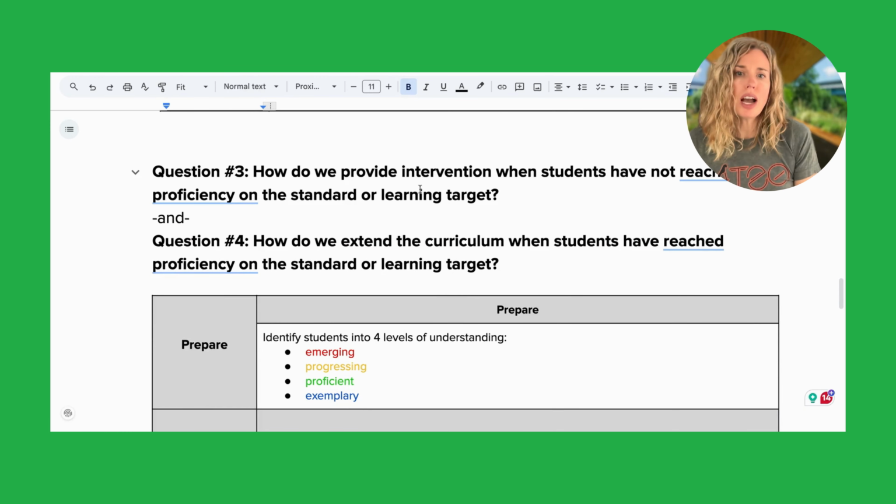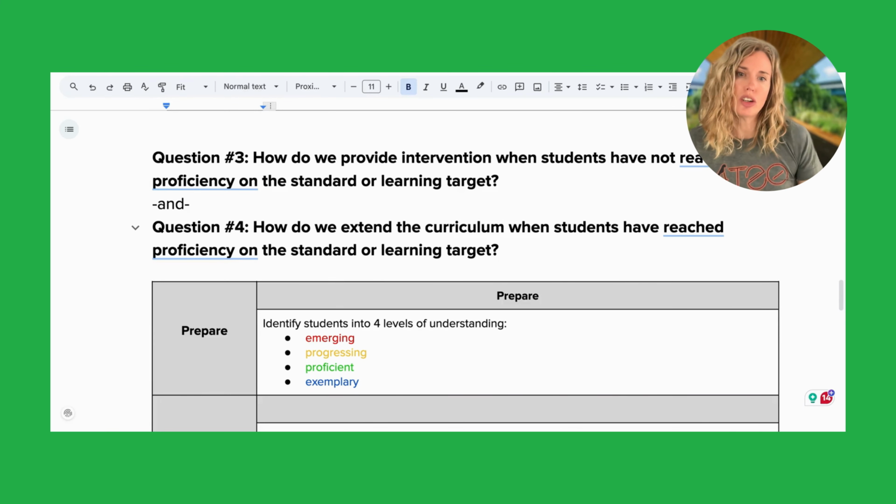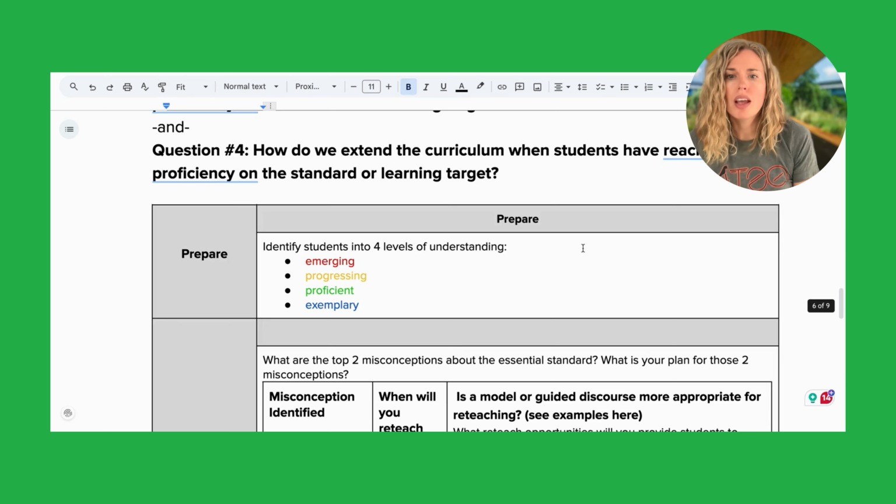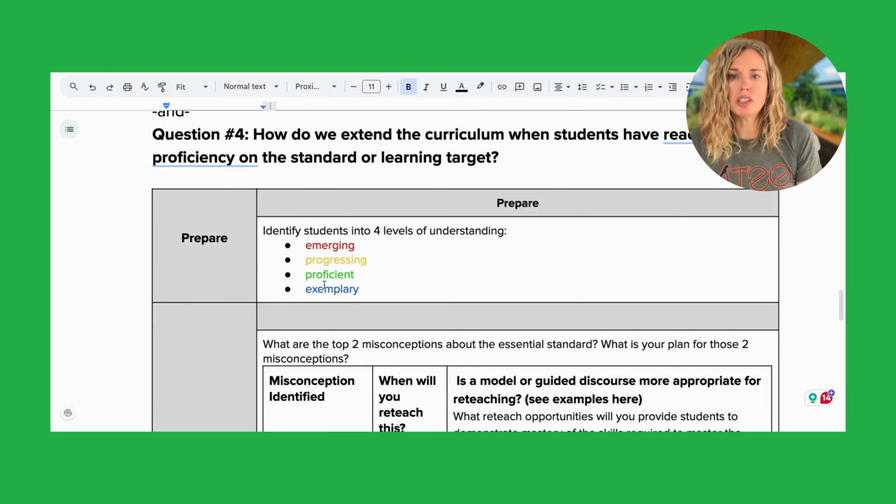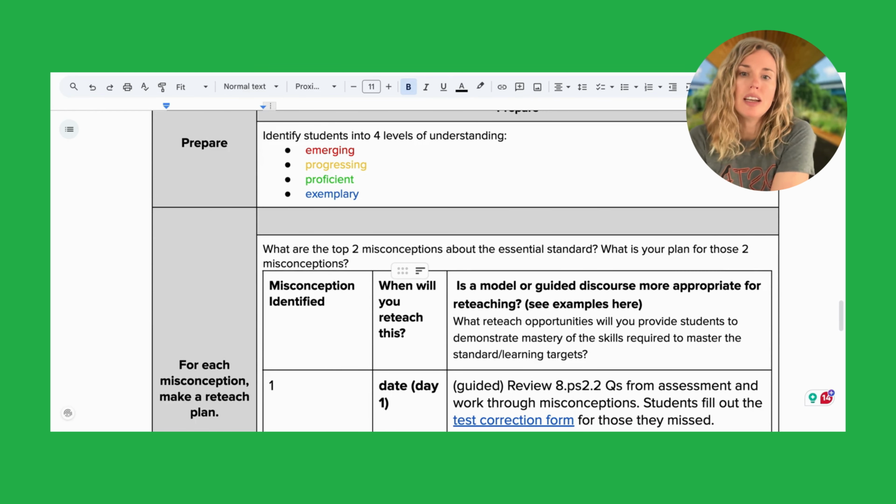So how do we provide intervention when students have not reached proficiency on the standard or learning target? And how do we extend the curriculum when students have reached proficiency on the standard or learning target? So we know that we've already grouped our students into these types of categories so we can help them move to the next level of understanding using the interventions we're going to call out now.